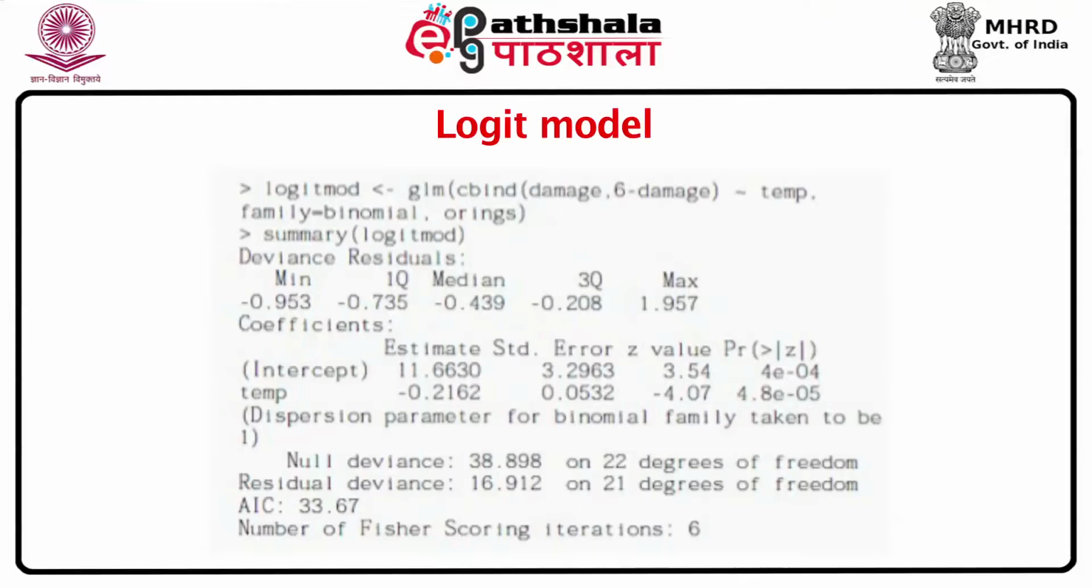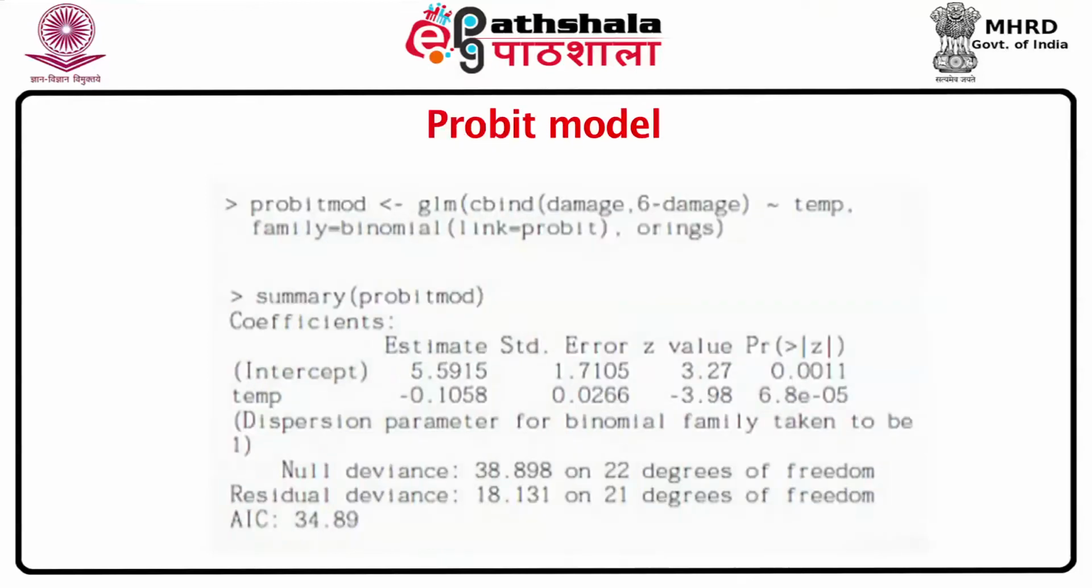So I fit this using the glm command, and I store the result in the object logitmod. When I do summary of logitmod, it gives me some output including the value of the intercept and the temperature. Now these are the betas which were included in the linear predictor. In this particular case, I'm not really interested in the betas per se, but I'm interested in the value of the prediction. However, before going to that, let me also fit the probit model.